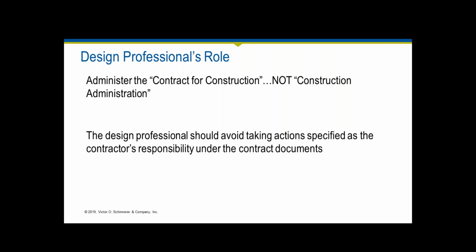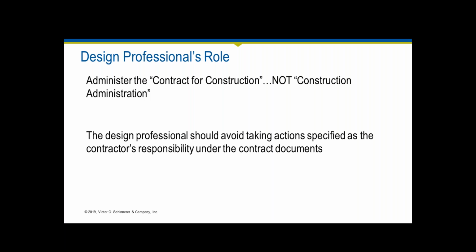You are there to administer the contract for construction. You're not doing construction administration. You're not there to help the contractor manage their firm, their staff, or manage the process. Your role is that of an agent for the owner. So it's important that you realize exactly what your role is. And one thing that we see firms get into trouble for is that they take on responsibility for the actual construction, when they are actually supposed to be providing services to the owner.